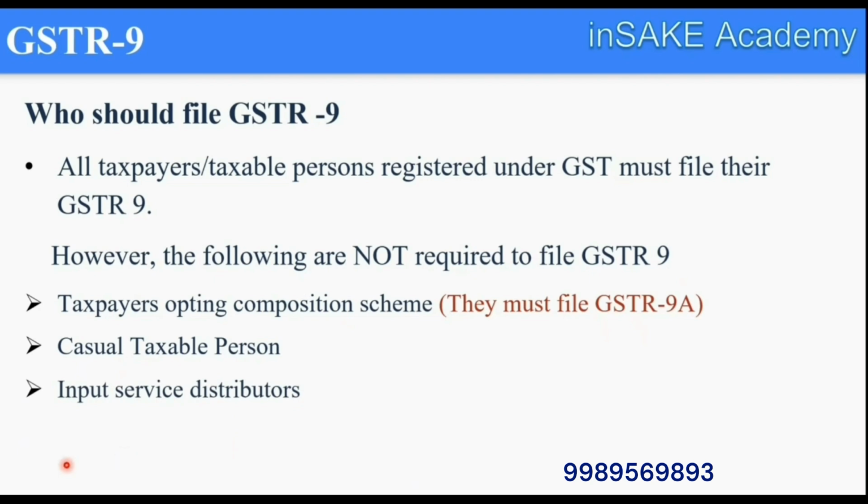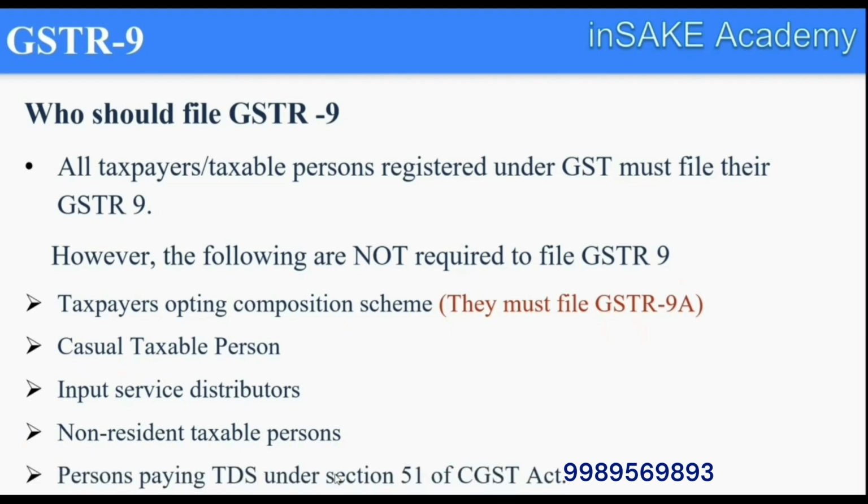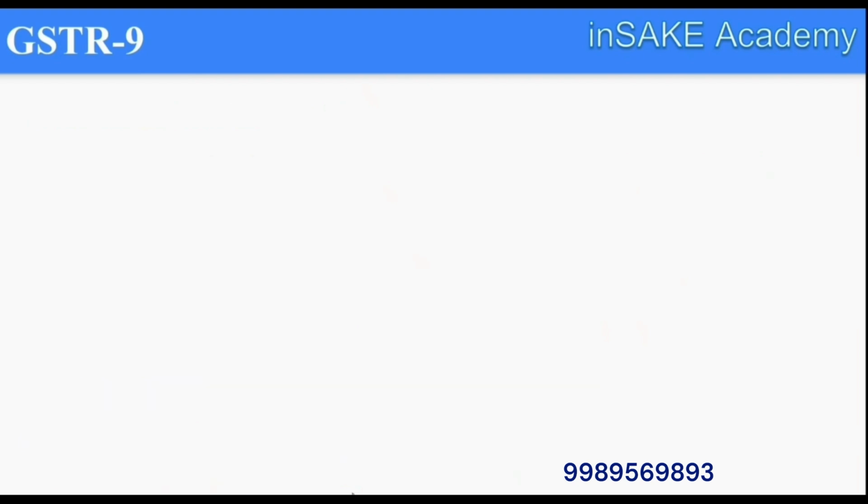Those casual taxable persons are not required to file a GSTR 9. Next is the input service distributor, who need not file the GSTR 9, and the non-resident taxable person is also not required to file the GSTR 9. Persons paying TDS under Section 51 of the CGST Act, government authorities, are also not required to file GSTR 9. So all taxable persons registered under GST must file the GSTR 9 except these following categories.